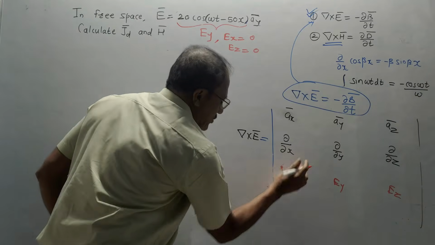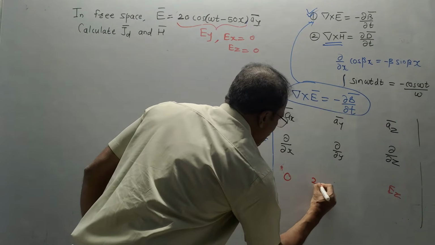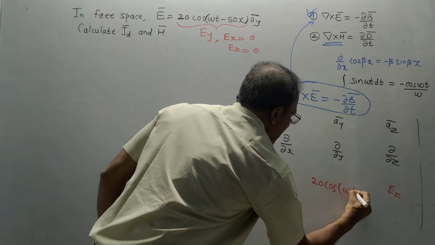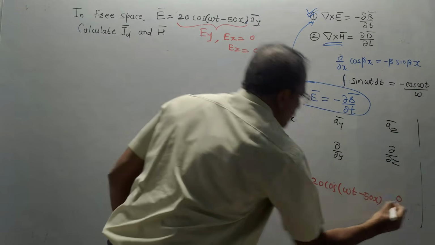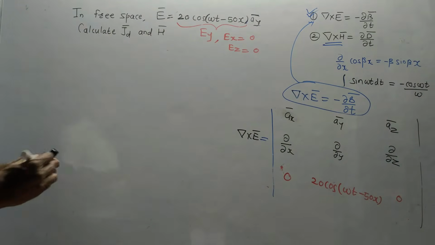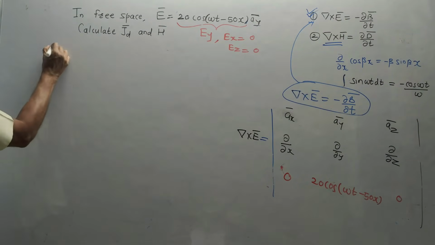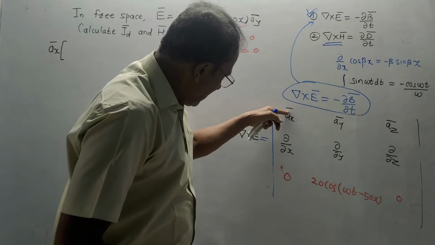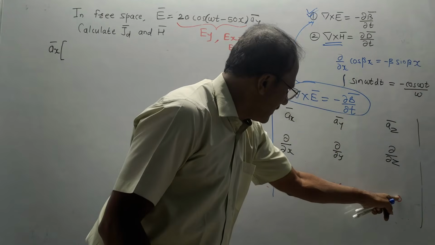So EX is 0, this term is 0. In place of EY, I have to put this value 20 cos of (omega t minus 50x), and EZ is also 0. Now I have to solve this determinant. How to do it? First term, AX bar in the bracket. If I am considering AX bar, skip this column and skip this row. This into this becomes 0.